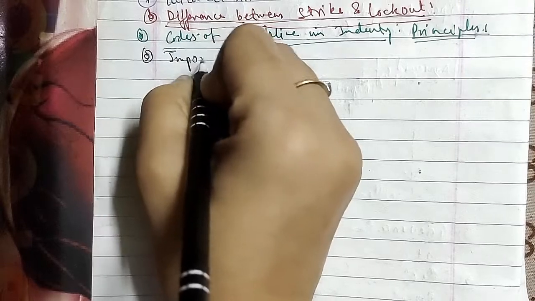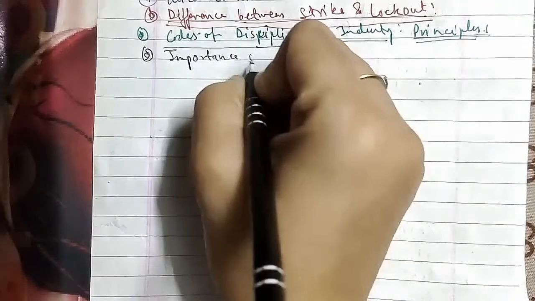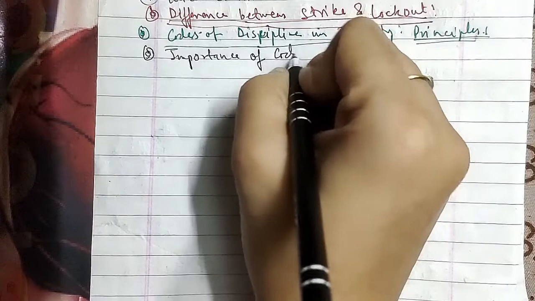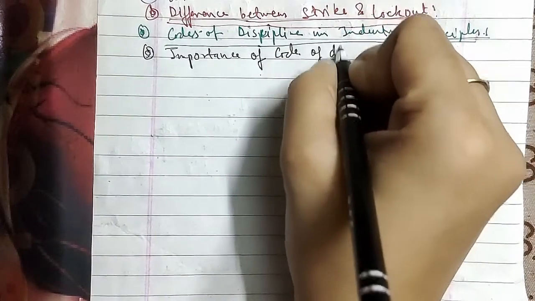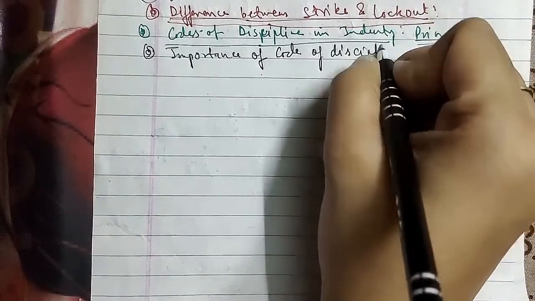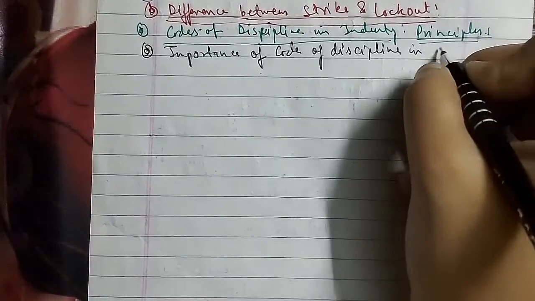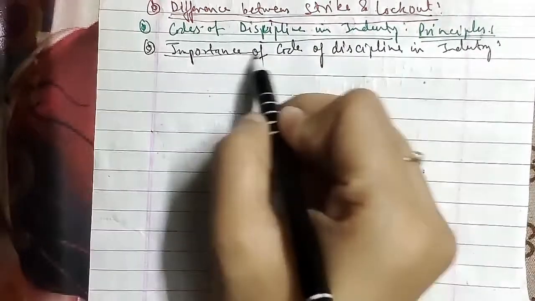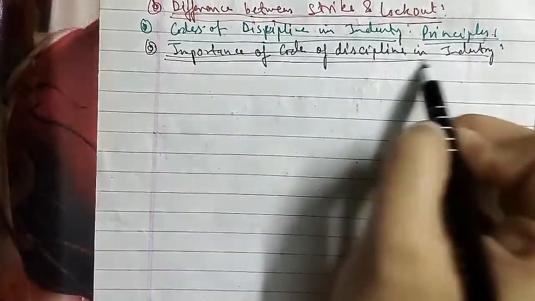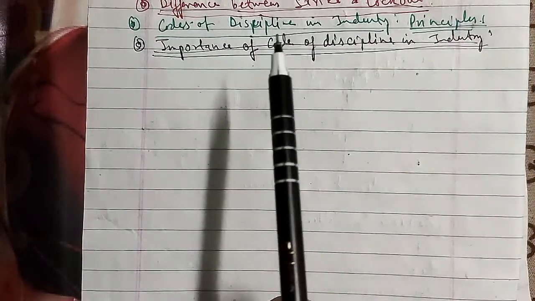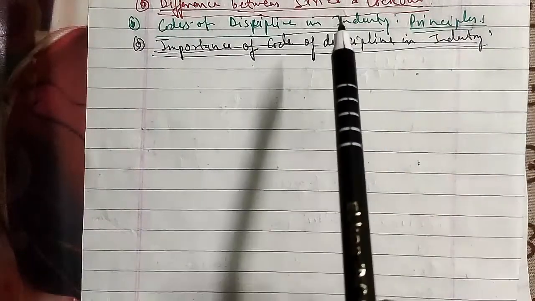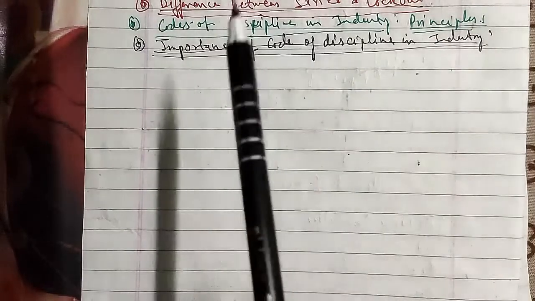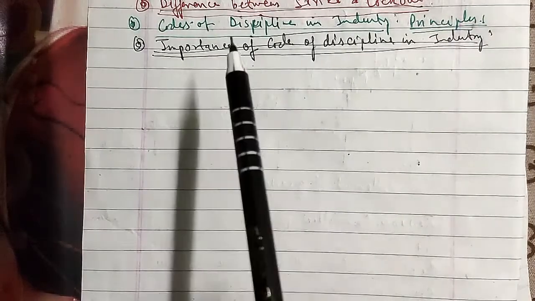Importance of code of discipline in industry. The code of discipline has been helpful in improving industrial relations in the country. The code of discipline is a major step in establishing an orderly atmosphere in the industrial unit.